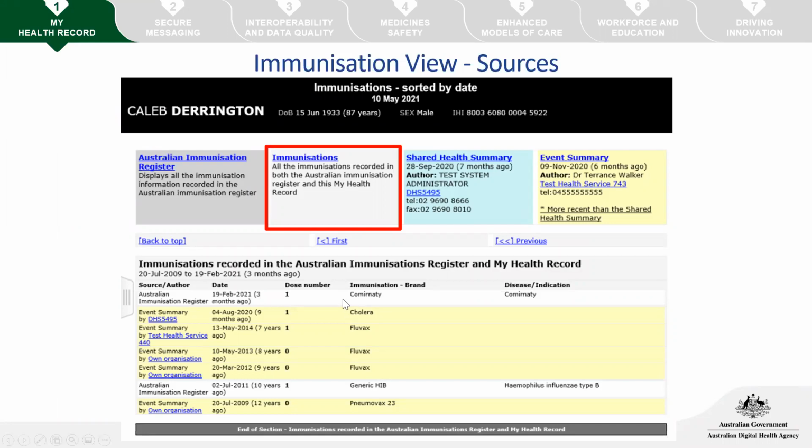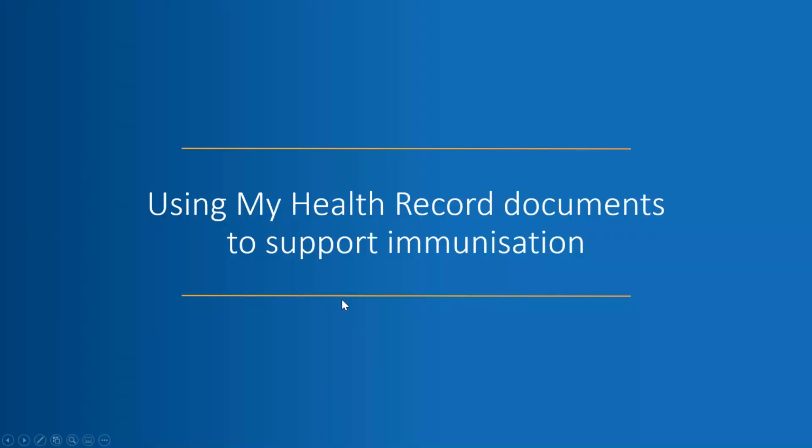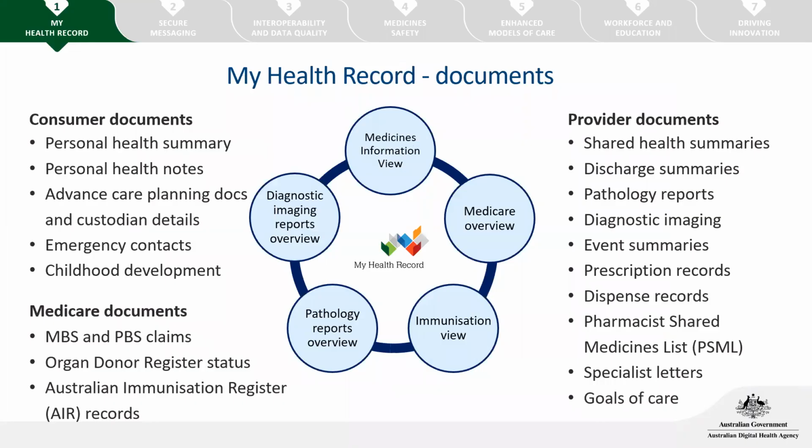And so I do want to now discuss how you can use the different documents within My Health Record to support your practice in administering vaccines. So on this page here is a list of the key documents and views that are available within My Health Record. And some of this information can be really useful to support those clinical checks and the pre-vaccination screening that does need to be done before administering a vaccine.